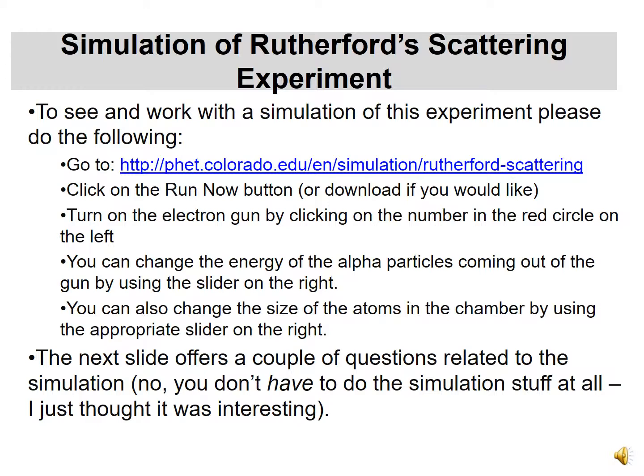If you want to see it work with a simulation of this, you can go to the link shown on the screen. Those are called PhET tutorials. Click on the Run Now button or download the file if you'd like to. You can turn on the electron gun by clicking on the number in the red circle over on the left-hand side. You can change the energy of the alpha particles coming out, basically how fast they are coming out. And you can also change the size of the atom that's in the chamber by using the appropriate slider on the right-hand side.